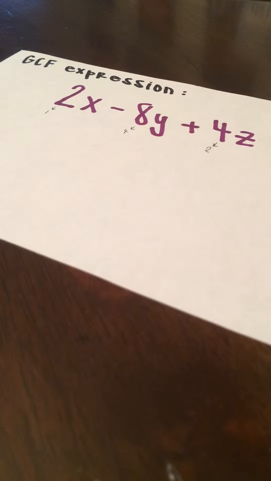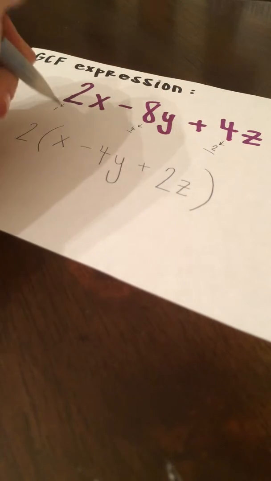So to start out writing my expression, I am going to start with a 2 because in the end I know I have to distribute, and then I'm going to use the parentheses to write x minus 4 because 2 goes into 8 4 times, and then I'm going to add the y plus 2z, and then I'm done. I'm going to check my answer by distributing the 2.